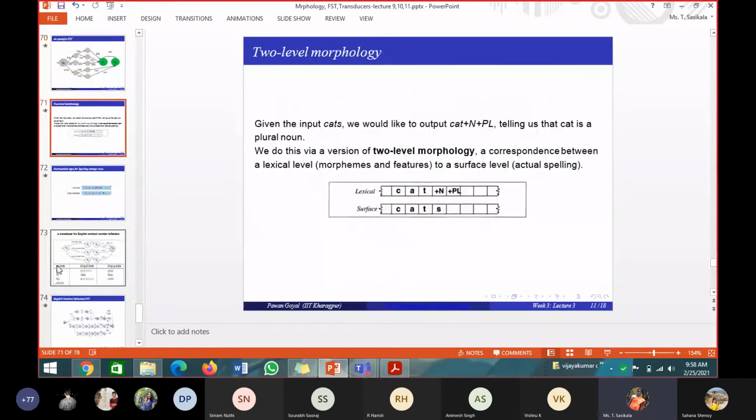So given the input cats, we want cat plus noun plus plural, telling us that cat is a plural noun. We have to tell that. So how can we do that? We can do it with two-level morphology. What is the two-level morphological process?